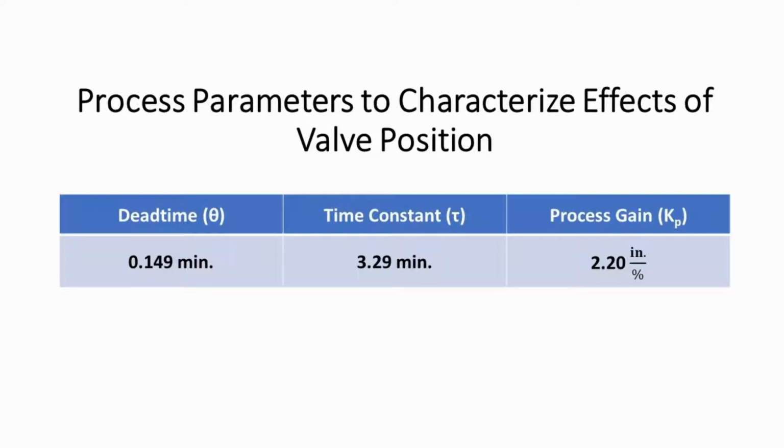The process gain was calculated using the difference between each steady state level divided by the change in percent valve opening. All of the process parameters found for this system can be found in this table shown here.